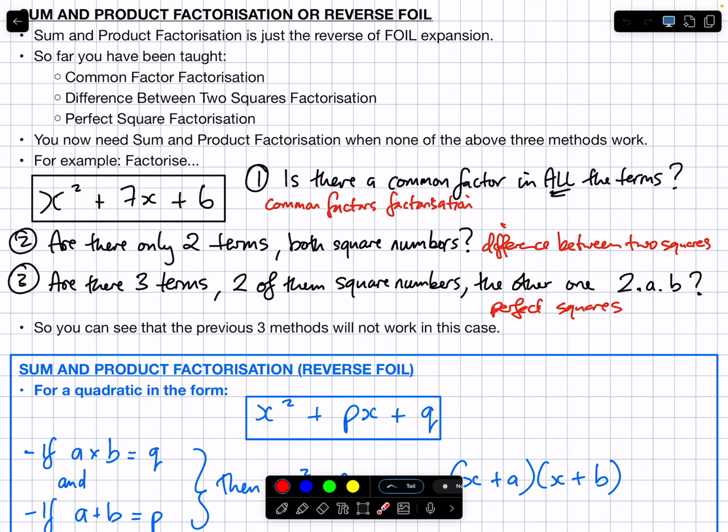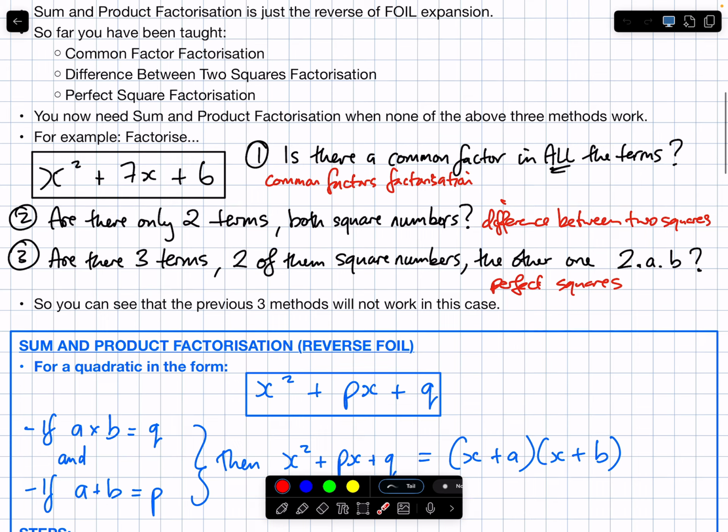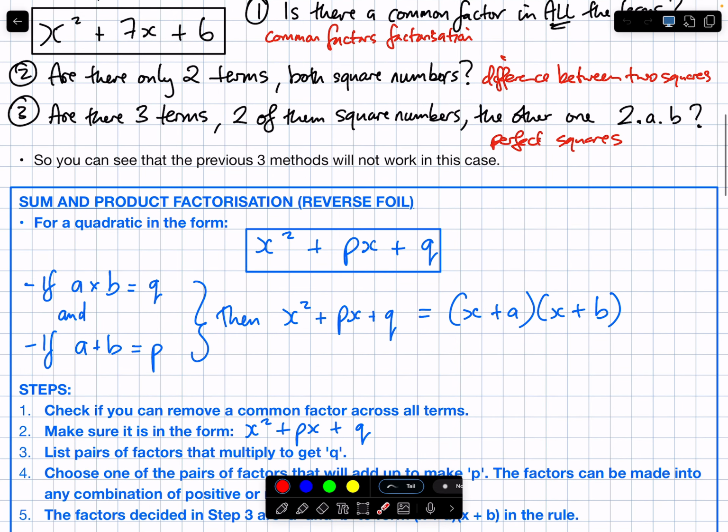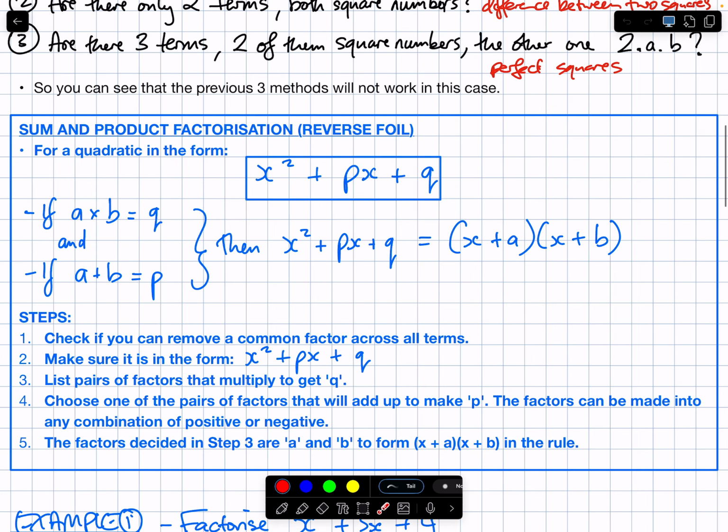I've used a Phillips head screwdriver, it didn't work. I used like a wrench, it didn't work. So the last tool is actually the opposite of FOIL. It's called sum and product factorization. It's actually my favorite, and this should be freaking you out right now, but when you try it out, it's not too bad. It'll be your preferred one.